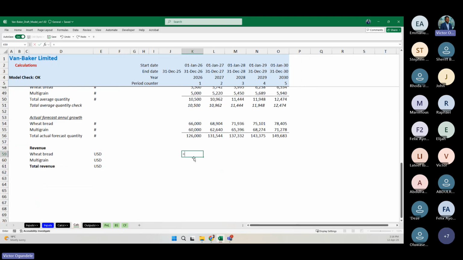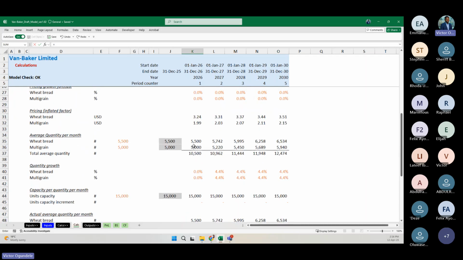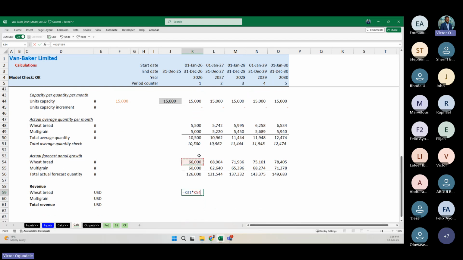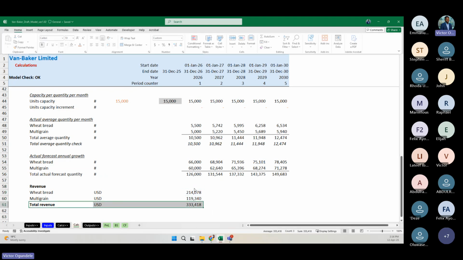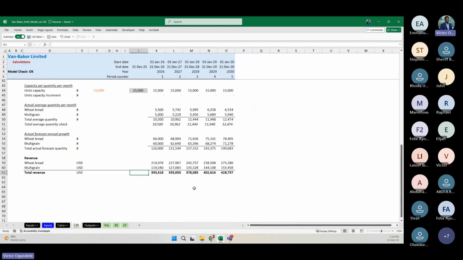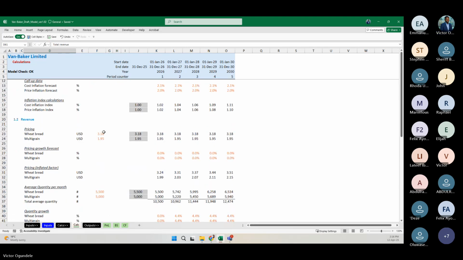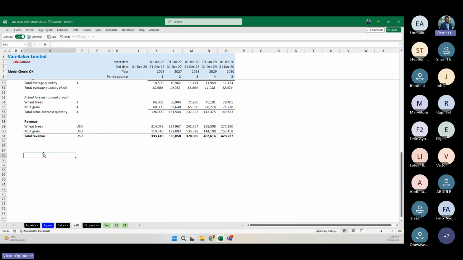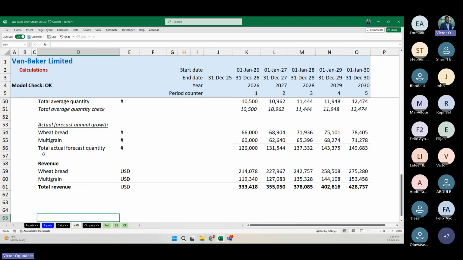Then my revenue will be my pricing, which is the price inflation factor, multiplied by my actual forecast annual growth. So copy this, then sum them up together, and I have my total revenue. Simple as that.